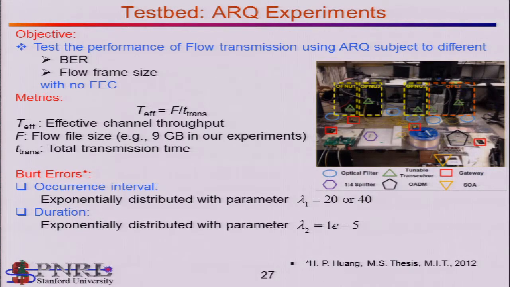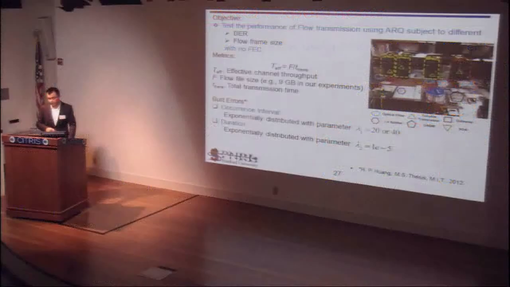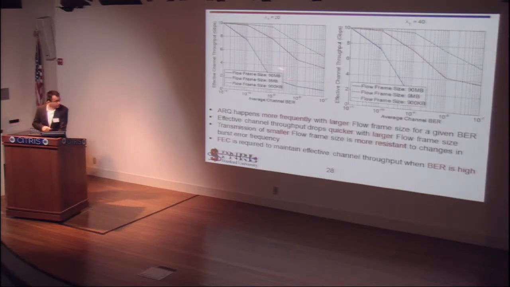And finally, we also did some ARQ tests to test the performance of the implementation subject to different BER and flow frame sizes with no FEC. And we gauge the performance using a metric called effective channel throughput, which is the ratio of the flow file size over the total transmission time. We artificially introduced some burst errors at the software level with the parameters proposed in this reference here. And here are the results.